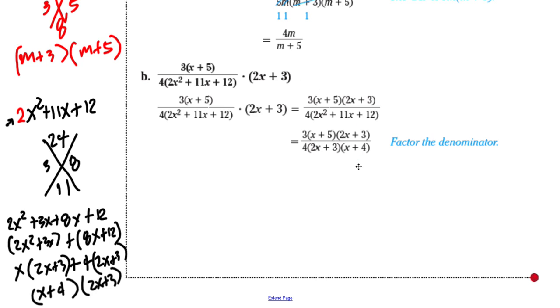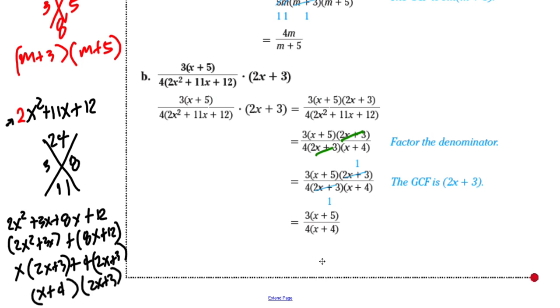Okay? So now we can start cross-canceling. We can now cross-cancel the 2x plus 3 and 2x plus 3. We're left with 3 times x plus 5 all over 4 times x plus 4. You can actually leave it in this form, or you can distribute the 3 and the 4 to become 3x plus 15 and 4x plus 16.